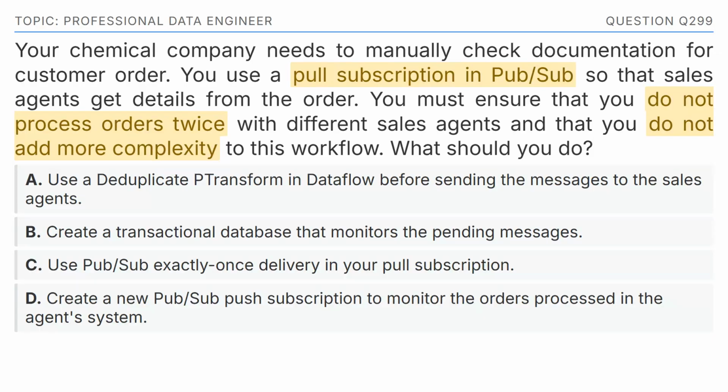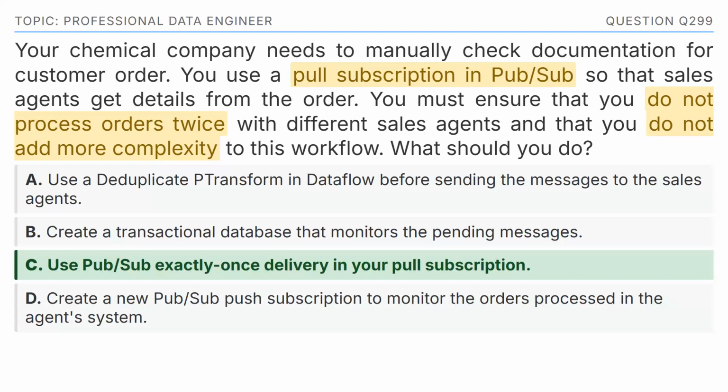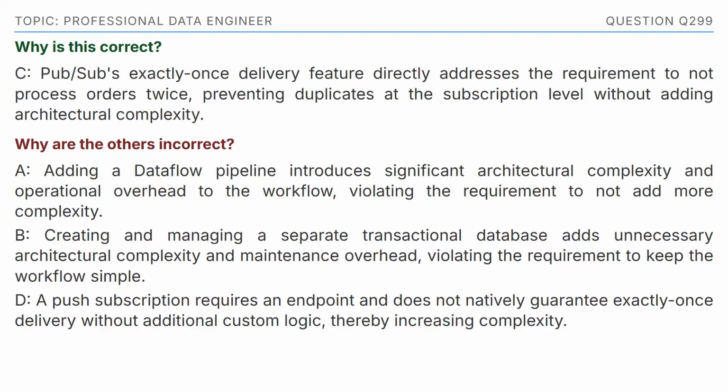To arrive at the correct answer, we focus on the keywords: pull subscription in Pub/Sub, do not process orders twice, do not add more complexity. The correct answer is option C, use Pub/Sub exactly once delivery in your pull subscription. Why is this correct? C. Pub/Sub's exactly once delivery feature directly addresses the requirement to not process orders twice, preventing duplicates at the subscription level without adding architectural complexity. Why are the others incorrect?